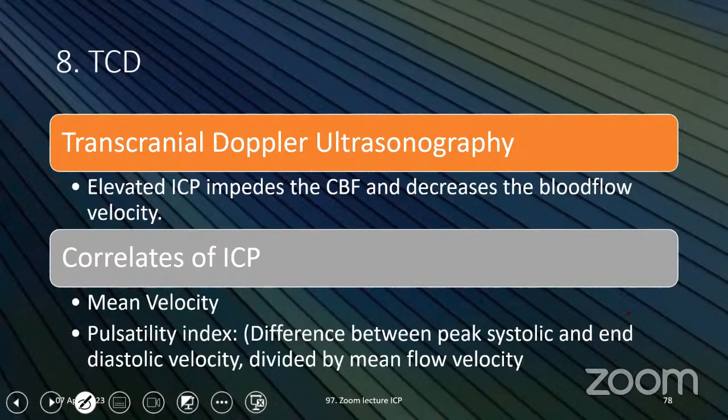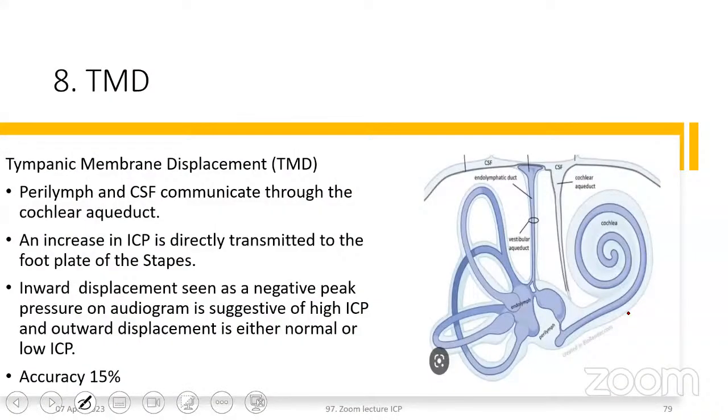Transcranial Doppler ultrasonography: elevated ICP impedes the cerebral blood flow and decreases the blood flow velocity. There is a correlation with the mean velocity. There's something we call the pulsatility index, which is the difference between peak systolic and end diastolic velocity, divided by the mean flow velocity. The transcranial Doppler also helps us in diagnosing this.